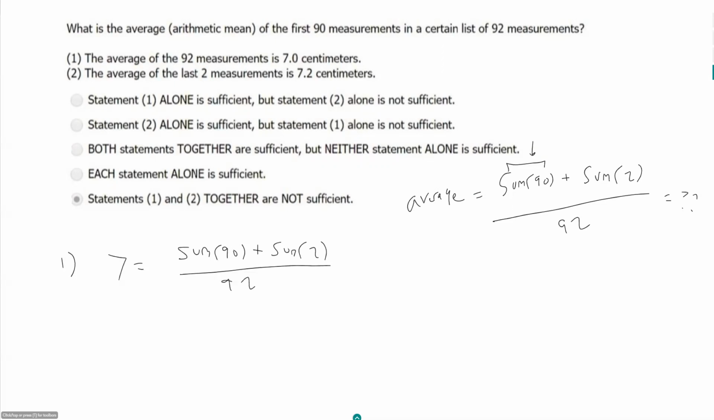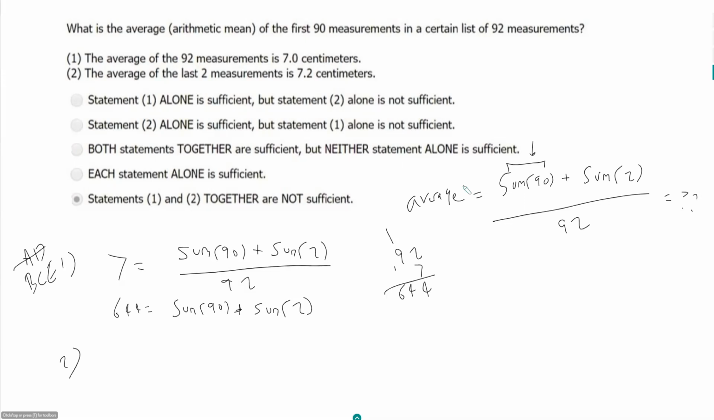So even so, what's 92 times 7? 644. So we know 644 is equal to the sum of our first 90 plus the sum of our final 2, but that's still only takes us so far. So this is insufficient. Statement 2 says the average of the last 2 measurements is 7.2 centimeters.